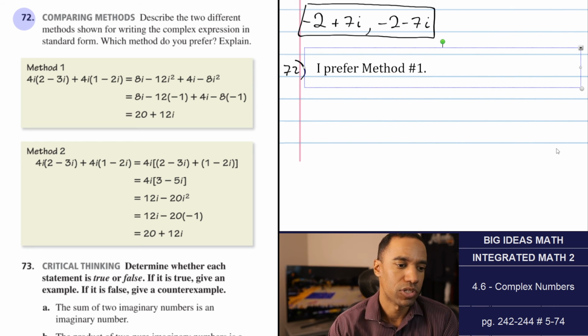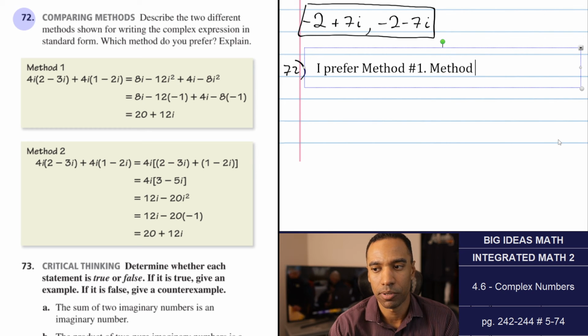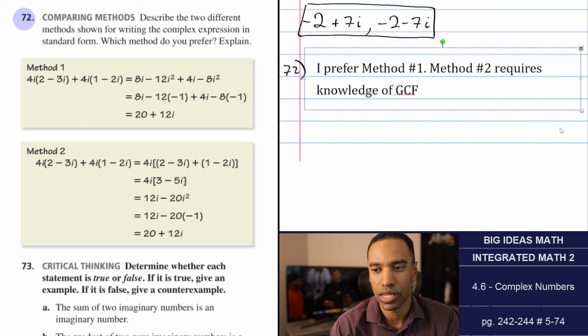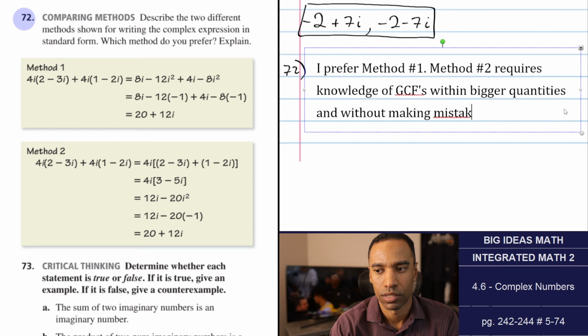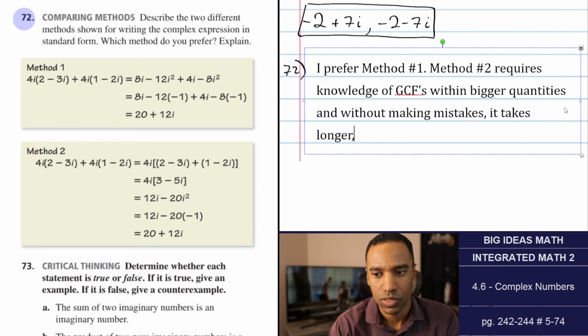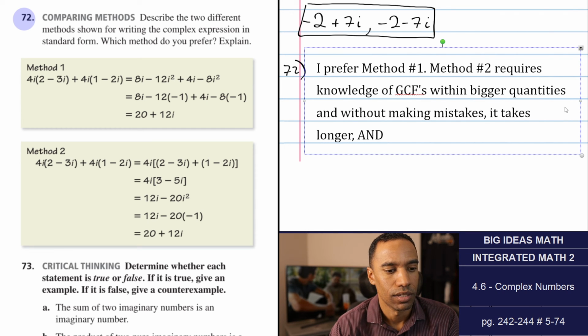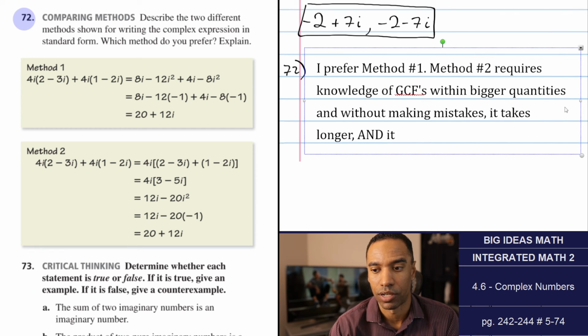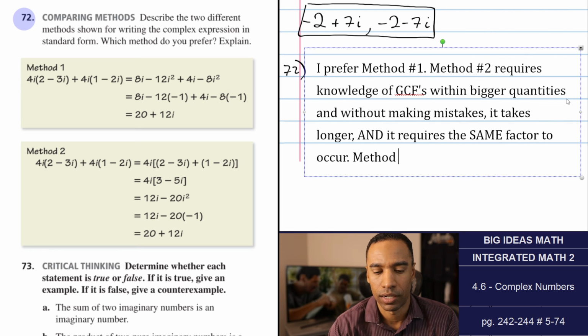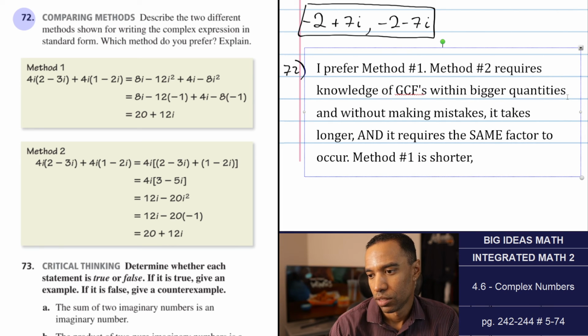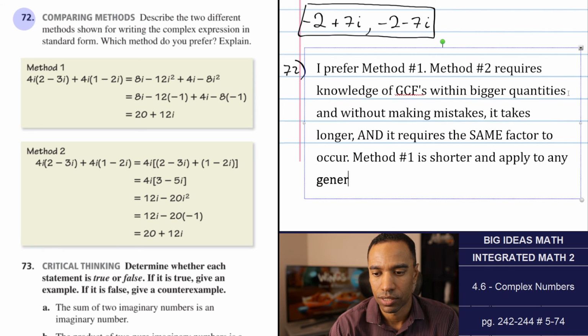If anything else, I understand method number 2. It's about a GCF thing. Method number 2 requires knowledge of GCFs within bigger quantities and without making mistakes. It takes longer. You can see more steps. It requires the same factor to occur. Method number 1 is shorter and can apply to any general case.